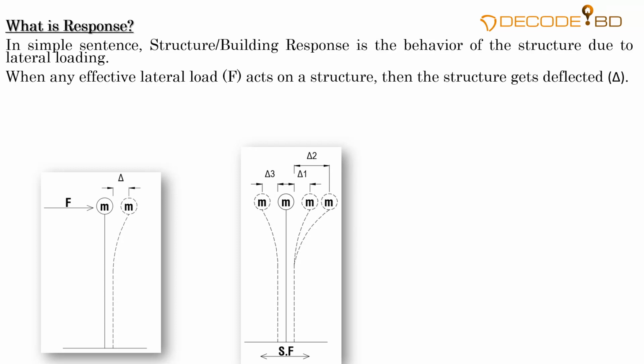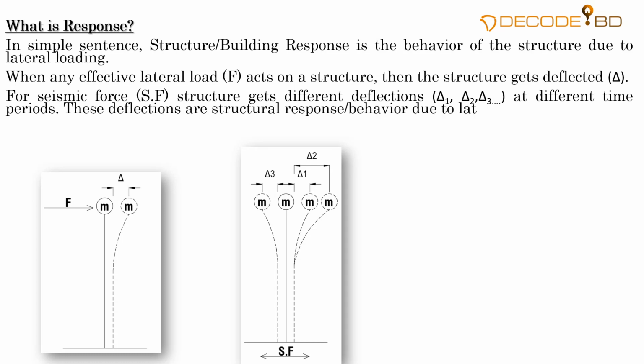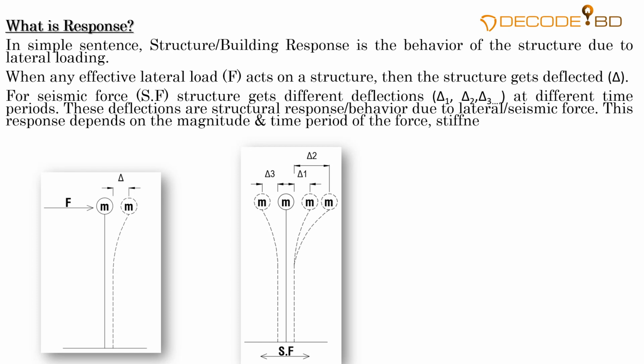In another photo we can see the multiple displacements for seismic force. For seismic force SF, the structure gets different deflections delta 1, delta 2, delta 3 etc. at different time periods. These deflections are the structural response or behavior due to lateral or seismic force. This response depends on the magnitude and time period of the force, the stiffness of the structure and the mass of the structure.